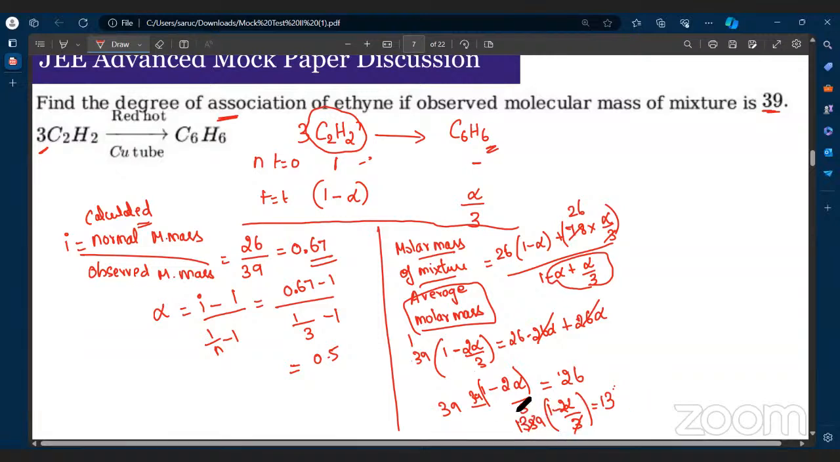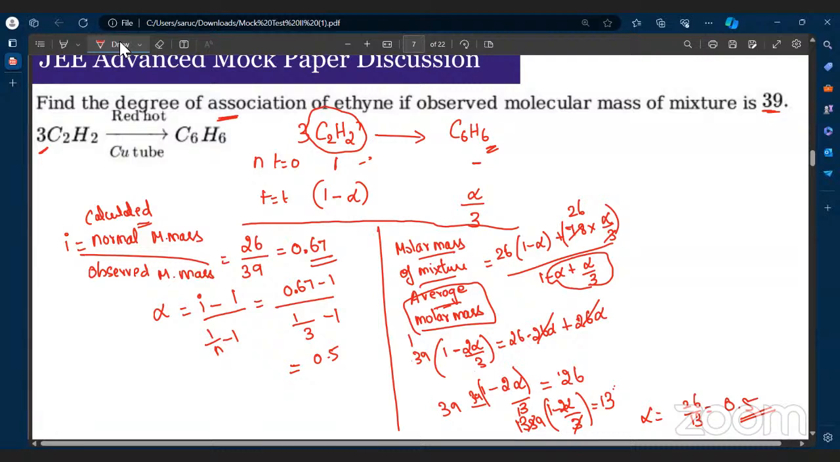13 into 2 is going to be 26 alpha. Okay, so 26 alpha alone you want. So alpha will be equal to 26 by 13, 1 by 2, which is equal to 0.5. So you can use average molar mass, or you can use the Van't Hoff factor to solve this question. Got it, everyone? There are two methods to solve this question.